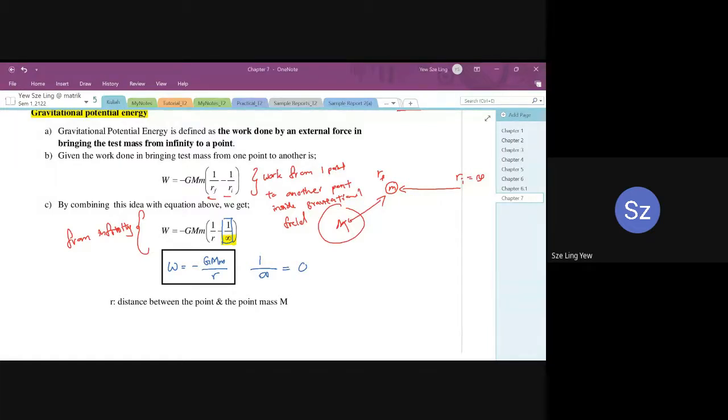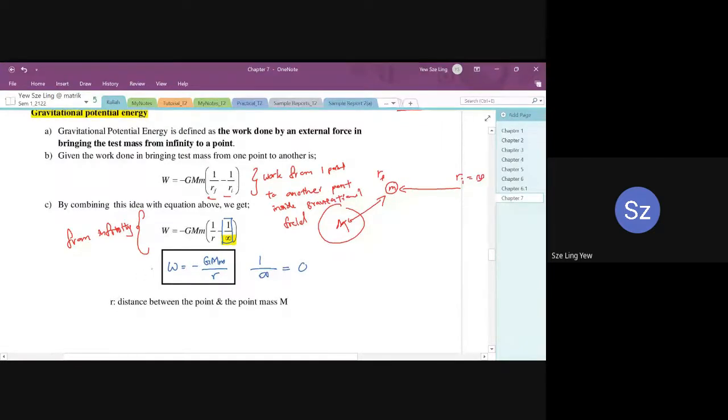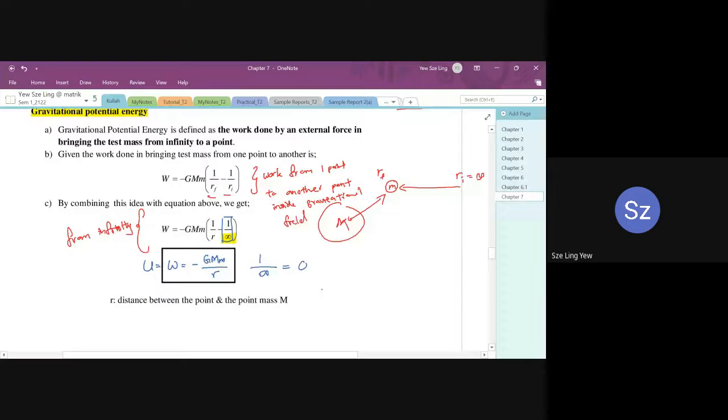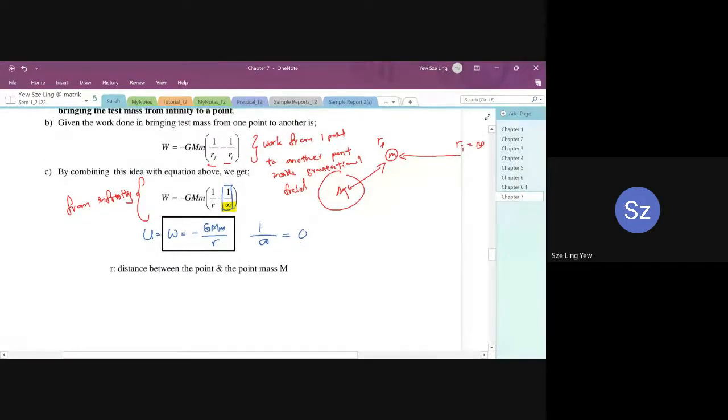So the other R is gone because it's infinity. So 1 divided by infinity is 0. Okay, so when it comes to gravitational potential energy, we call it U. So U equals to W equals to negative GMm over R. All right, so far clear?